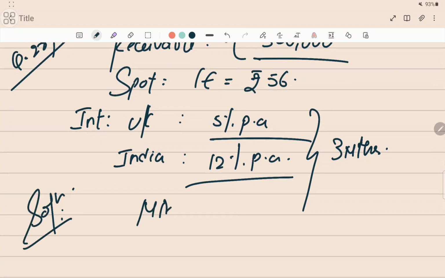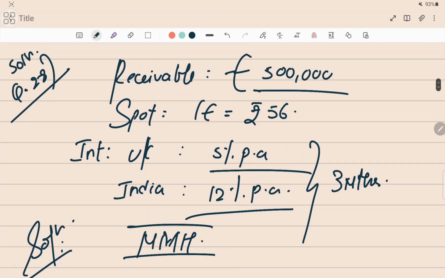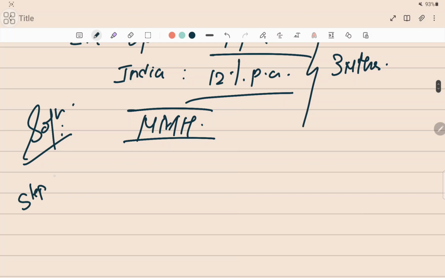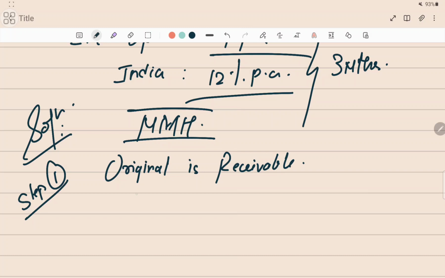Now for money market hedge, I'm not going into extreme detail here, it's a revision lecture. So my initial transaction is receivable. I have something receivable in foreign currency. As an Indian, pound is my foreign currency. So step 1, I'll enter into an opposite transaction of the original. Original is receivable, which is nothing but my asset. So I create a liability. Liability is payable after 3 months, 5 lakh pounds.